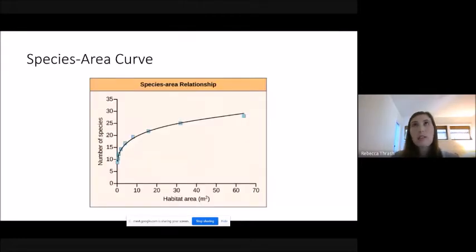This also has something to do with another concept, the species-area curve, or species-area relationship. If you take a habitat area of, say, 65 meters squared, typically you can find maybe between 25 and 30 different species there. As you decrease the habitat area, that number of species decreases slightly, but not by much. Then as the area gets smaller and smaller, the impact on species diversity is greater in relation to the decrease in habitat area.